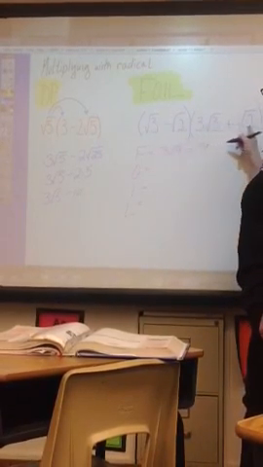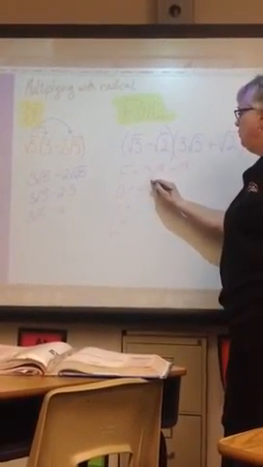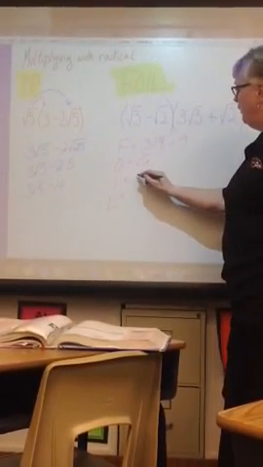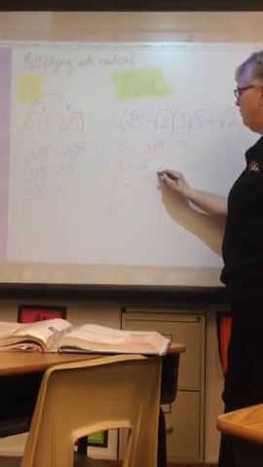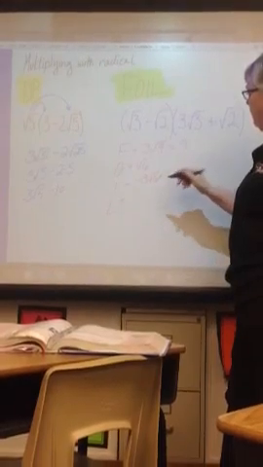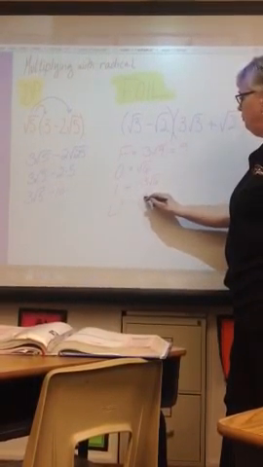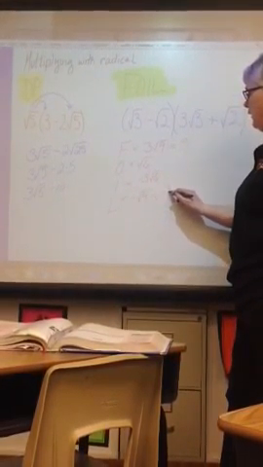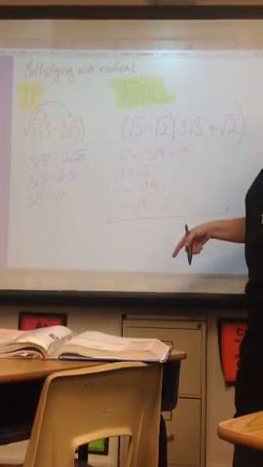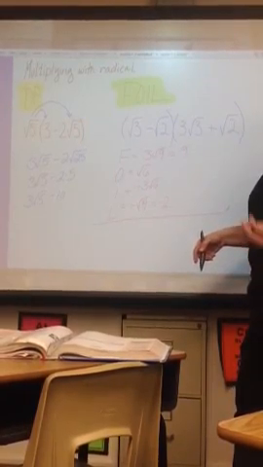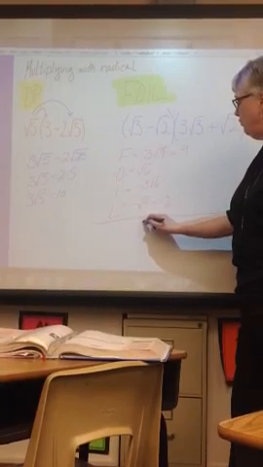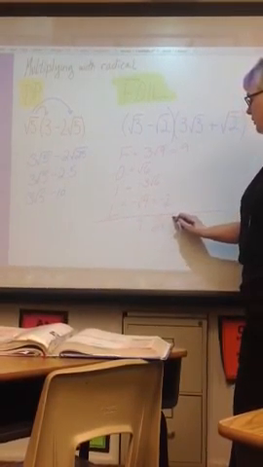The outside terms would be the square root of 3 times the square root of 2, which is the square root of 6. The inside two would be a negative 3 square roots of 6. In other words, the coefficients, then underneath the radicals. And the last one would be a minus square root of 4, which is really a negative 2. Then, we usually put the real part first, and then the irrational part. So in this particular case, our answer would be 7 minus 2 square roots of 6.